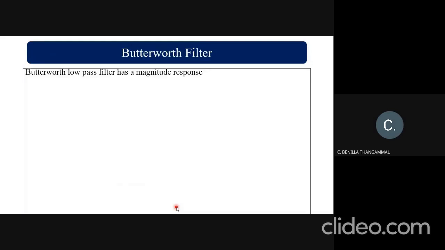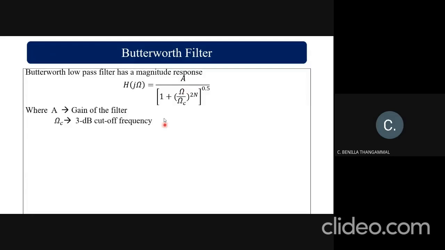So your Butterworth low pass filter has a magnitude response of |H(jω)| equal to A divided by (1 plus (ω by ωc) power 2n) power 0.5. So you'll be having your prototype as a low pass filter. From your low pass filter, you'll be converting into a low pass filter of desired cutoff frequency, or high pass, band pass or band stop. Here A is nothing but the gain of the filter, ωc is your 3 dB cutoff frequency, and n is the order of your filter.